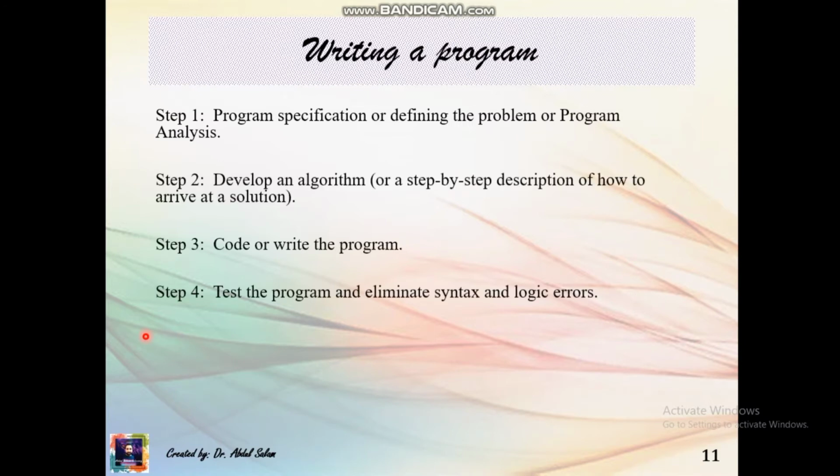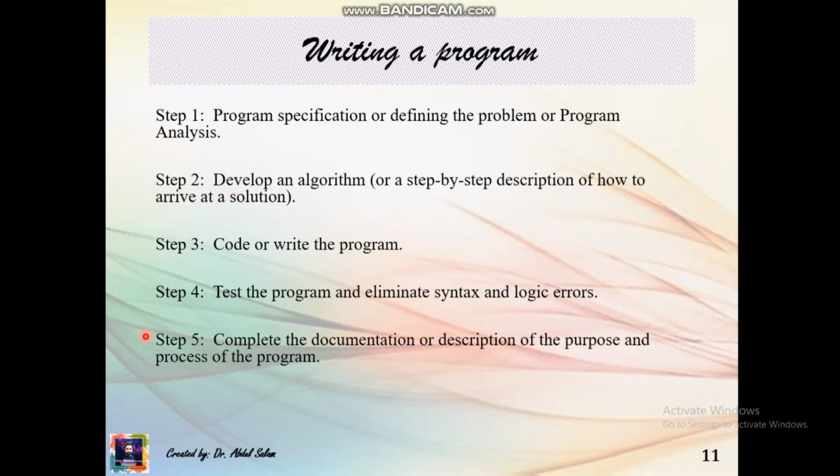The first step is program specification, or defining the problem of the program. The second step is develop an algorithm, a step-by-step description of how to arrive at a solution. The third one is code or write the program. The fourth one is test the program and eliminate the syntax and logical errors. The fifth one is complete the documentation, or descriptions of the purpose and process of the program. The sixth one is implement and maintain the system.